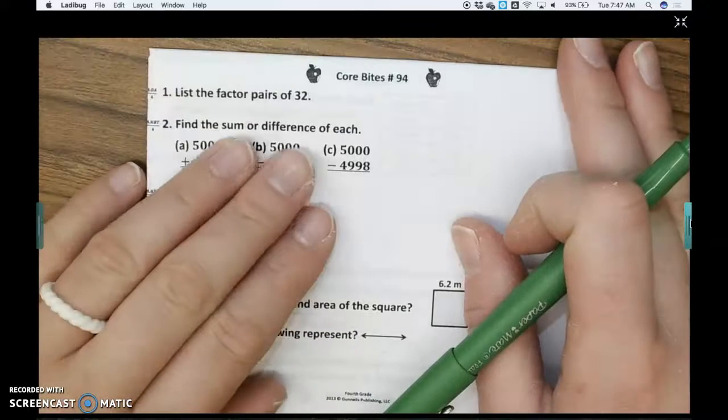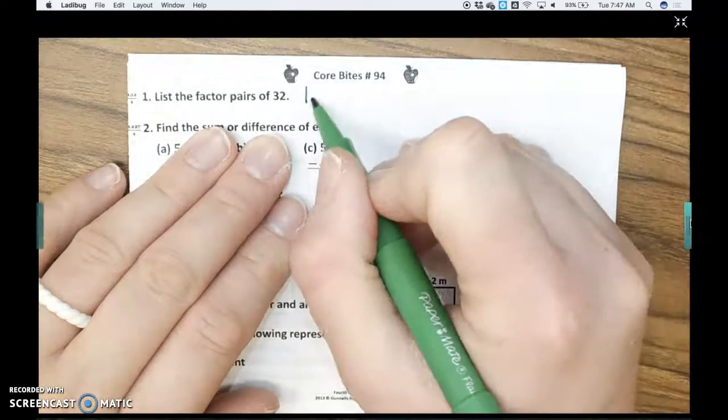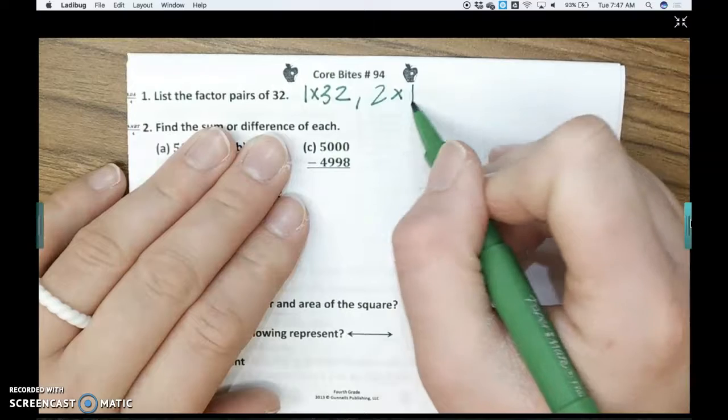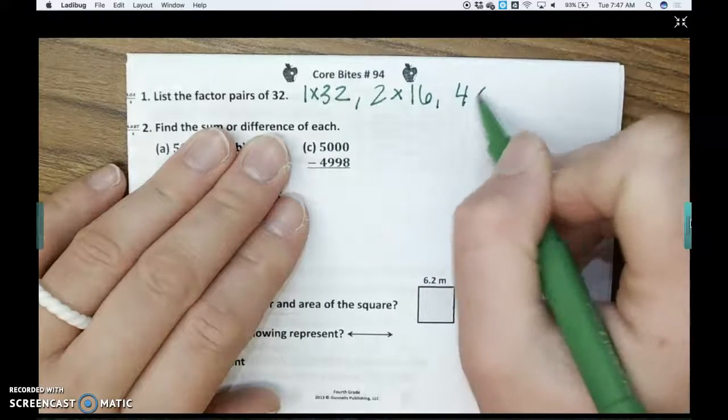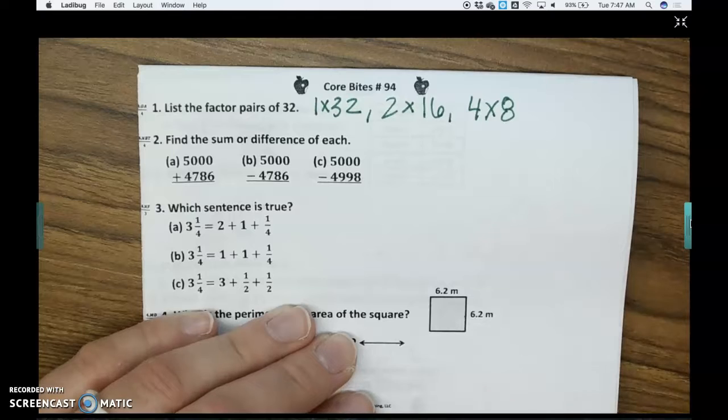So all you're doing is you're trying to see what numbers you would multiply together to get 32. So 1 times 32, 2 times 16, and then 4 times 8. So those are the numbers you would multiply together to get 32.